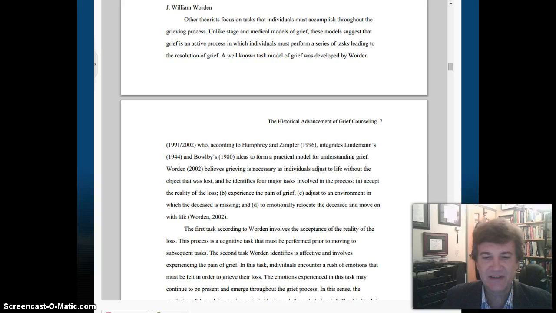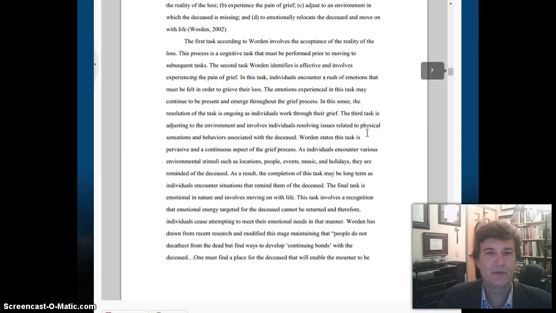So the four major tasks that he believes are involved in the process are to accept the reality of the loss, to experience the pain of grief, to adjust to an environment in which the deceased is missing, and to emotionally relocate the deceased and move on with life. So those are very basic task steps, but it gets a little more involved. So let's look and see what else is involved with this.